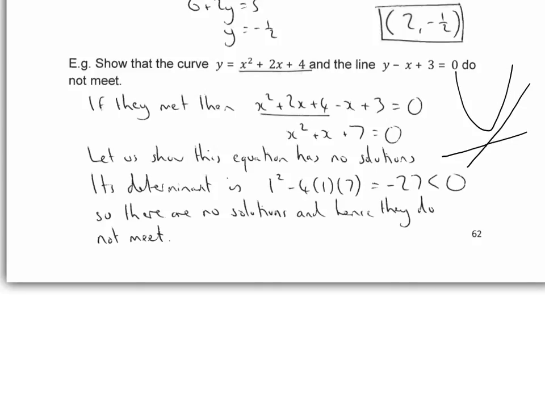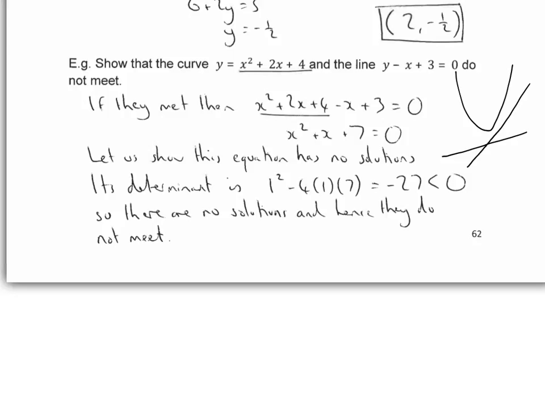Showing that things don't meet is slightly counterintuitive. If you're going to show that something doesn't meet, you start with the assumption that they do meet. You start working through the question, trying to find out when they meet, and you should obviously get no answers at all. If you try and find out when they meet, and they don't meet, there shouldn't be an answer. So let's start this question.